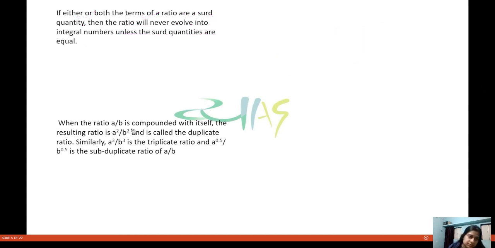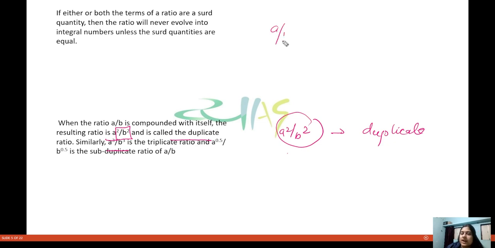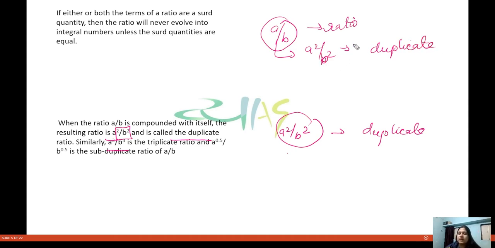Now, when the ratio a by b is compounded with itself, the resulting ratio is a square by b square, and this a square by b square is called duplicate ratio. Sometimes these kinds of terms are used, try to understand them. If we are talking about a by b, this is some kind of ratio. If we are talking about a square by b square, this is called duplicate ratio.